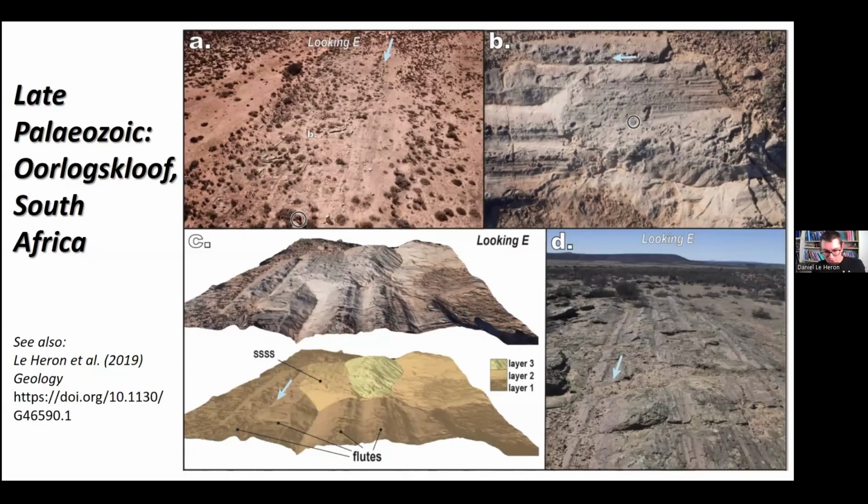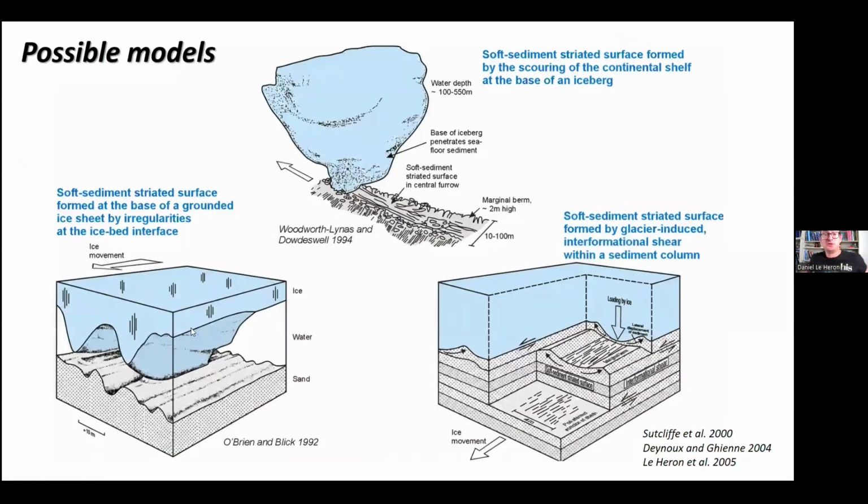Right, I promised you an answer, or you want to have an answer. How do these things really form? Does anybody want to know? I presume so. There are lots of models you could choose if we go into the literature. We have, in the bottom left-hand picture, the model of O'Brien and Blick from 1992. There's the base of a floating ice sheet, and it's touching down on the seafloor and producing these grooves.